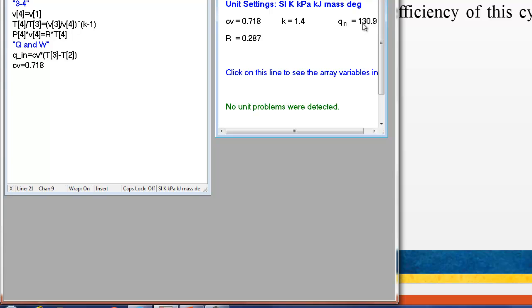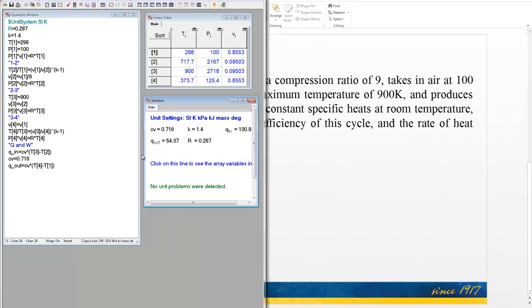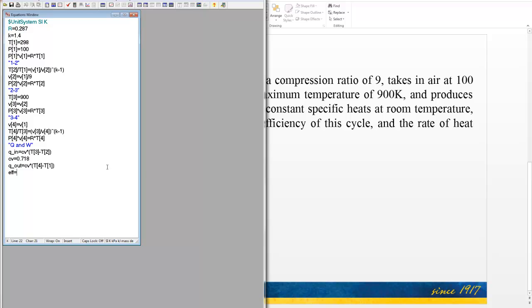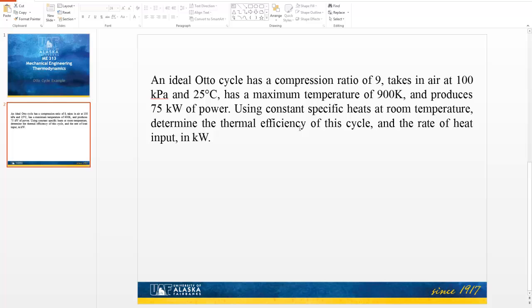That tells me Q in. Here's my heat input, 130.9. It also reiterates what CV is. Q out is the 4 to 1 step, so that's CV times T4 minus T1. There's the heat output, and I can determine my efficiency. Efficiency is 1 minus Q out over Q in, and now I've got an efficiency of 58.48%.